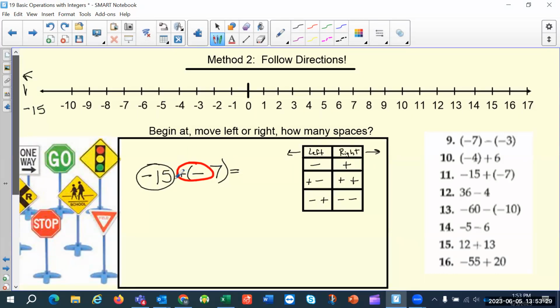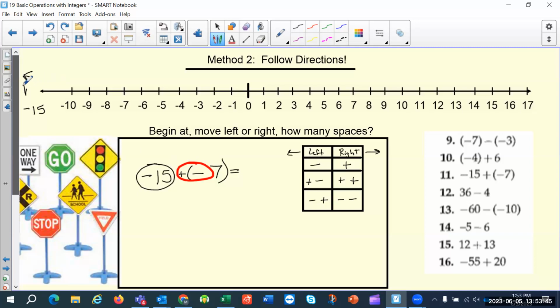So what can I do? Well, it's either going to be the difference of these two numbers, which is 8. It's definitely not 8. 8's here and over here. Or it's going to be these two numbers added together, which is 22.